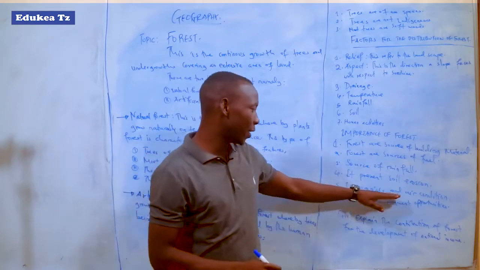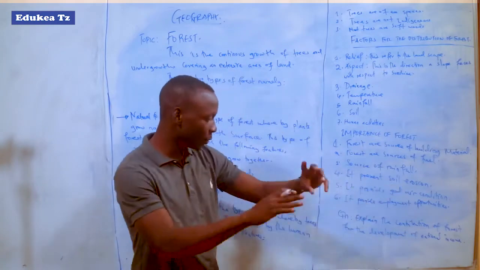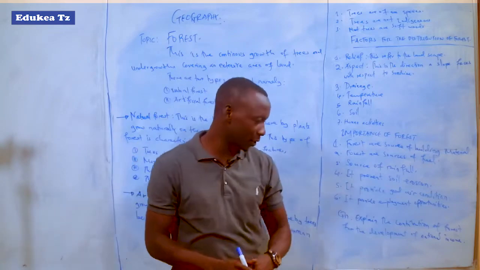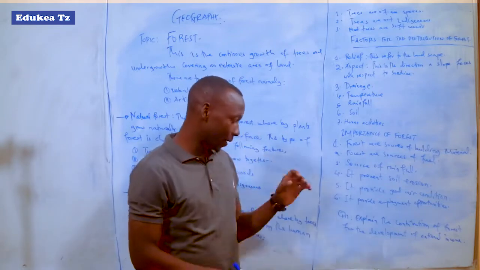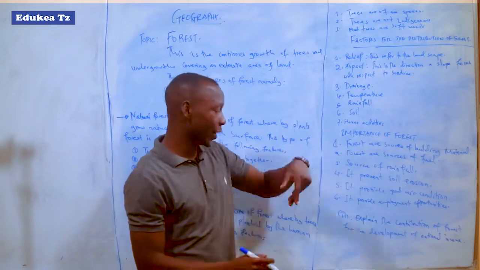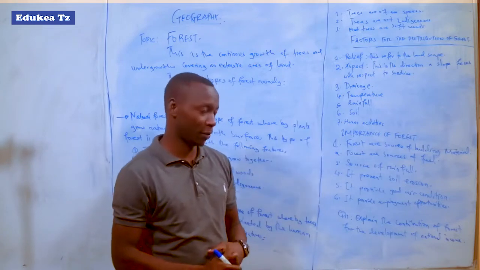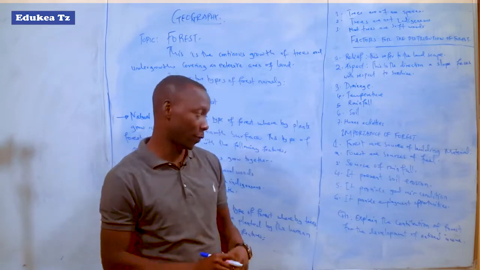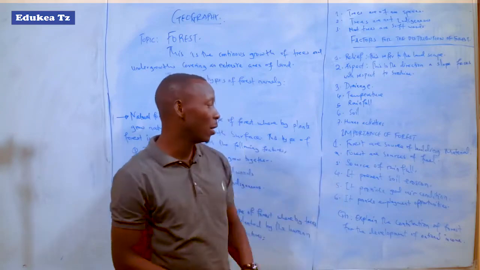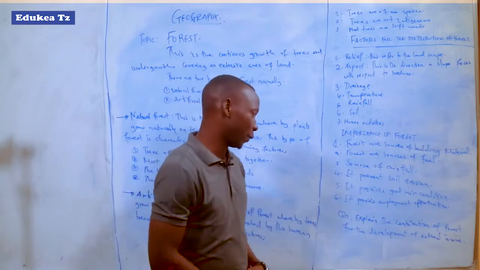Also, it provides good air condition. Due to the presence of different trees, now we get fresh air from the trees. That is oxygen, the end product of photosynthesis. So we get oxygen from the trees, and then we get fresh air.